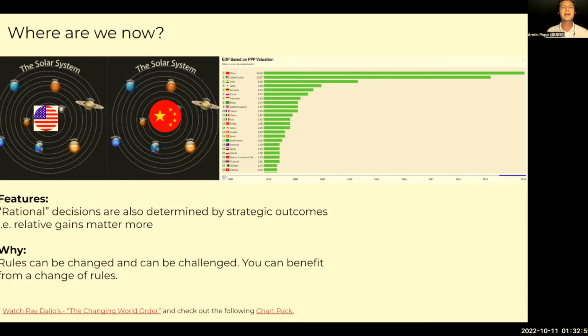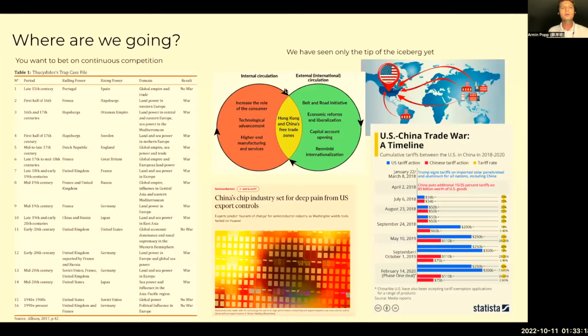And this is exactly what also creates volatility. Because the best way to turn the odds in your favor is to turn the rules in your favor. Okay. So what does that mean now? Where are we going with this?